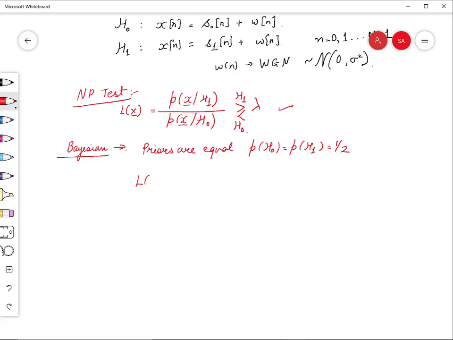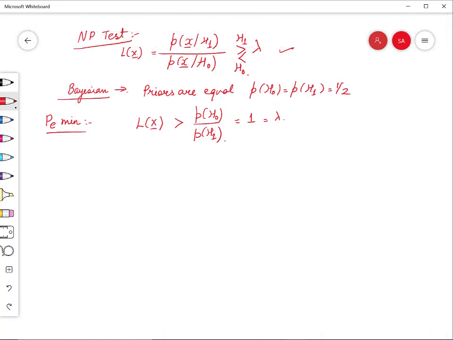So it means that my likelihood ratio in this Bayesian case should be greater than the probability of hypothesis 0 divided by the probability of hypothesis 1. I am considering here the probability of error minimization problem. So this equals 1 because both are the same, and I am equating it to lambda. Now let me write the likelihood ratio. This is equal to the probability of x given h1 divided by the probability of x given h0.